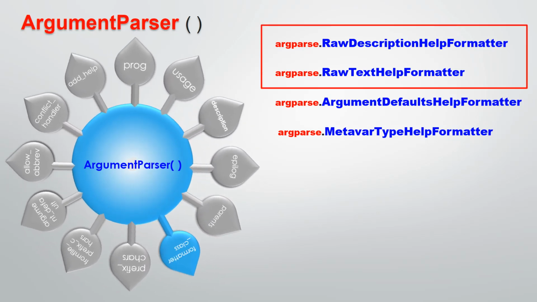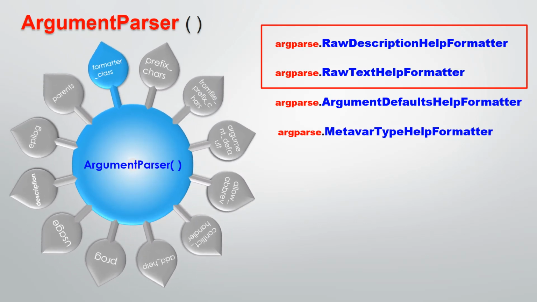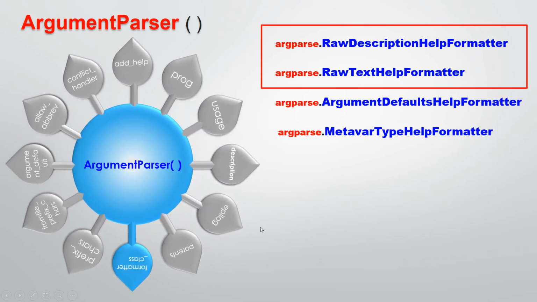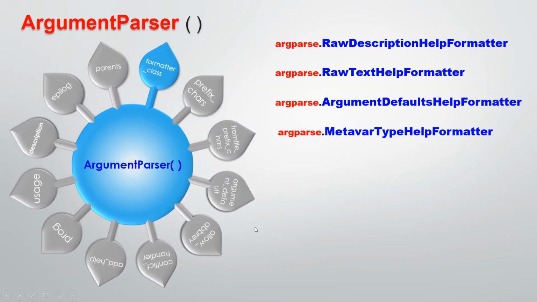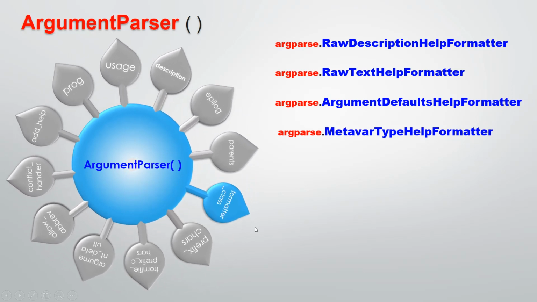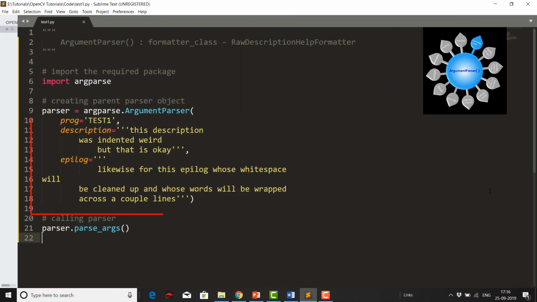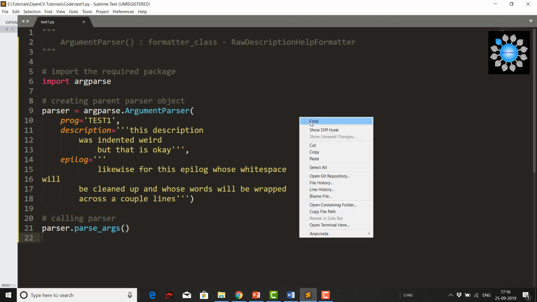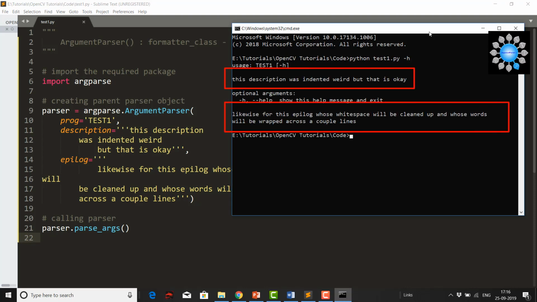The first 2, RawDescriptionHelpFormatter and RawTextHelpFormatter, give more control over how textual descriptions are displayed. By default, ArgumentParser objects line wrap the description and epilogue texts in command line help messages. Let's see a simple description and epilogue text. See the script. Here we have given the description like this and the epilogue also typed like this. Now see the output, that is its help message. Observe here. The description and epilogue texts are line wrapped.